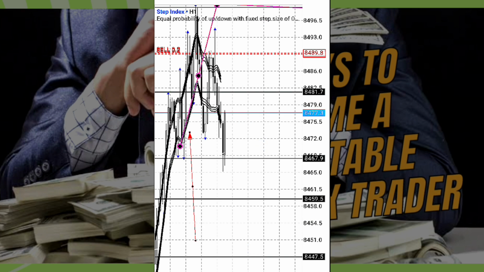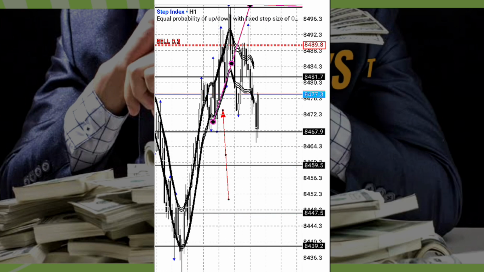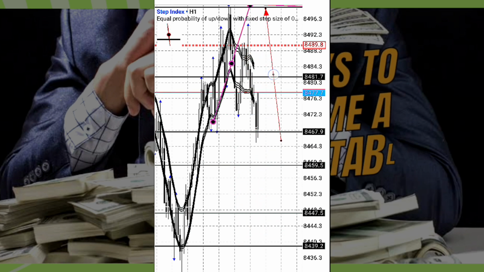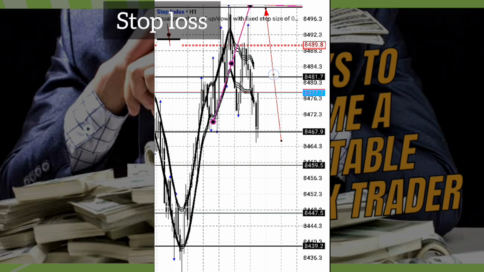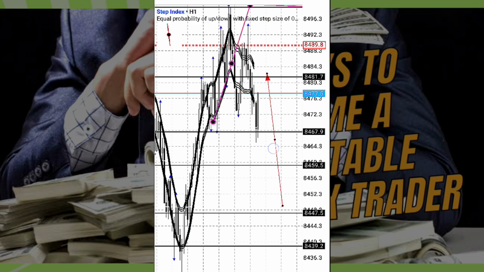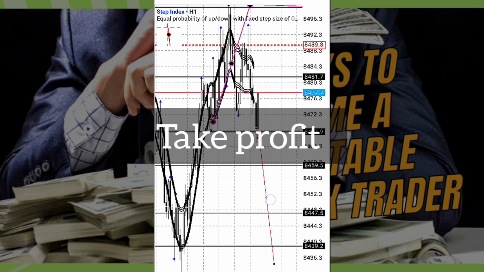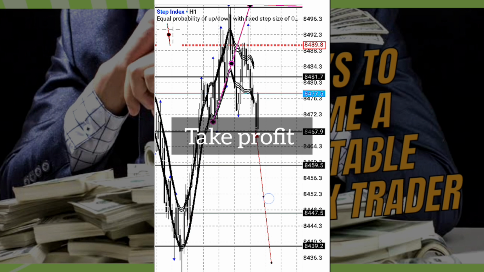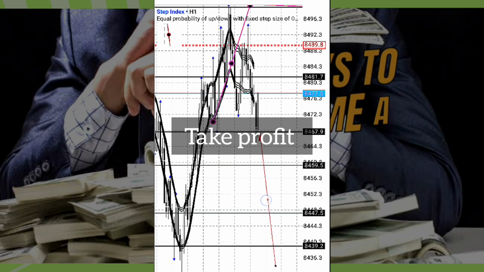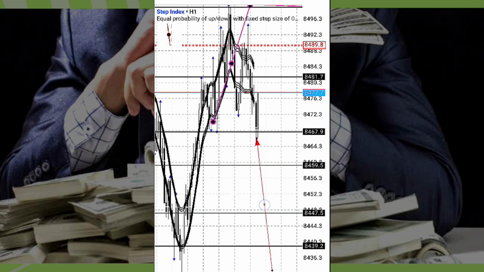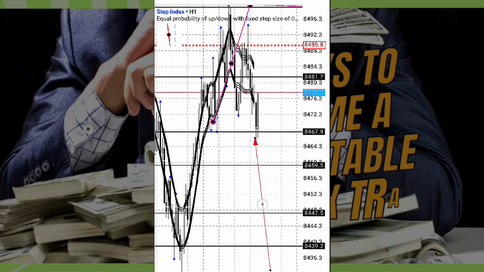You can see the market is going. Once you've done that, you take your stop loss up here and start placing your take profit. You can see I placed my take profit so that once it hit on this, it has hit the first level of my take profit.